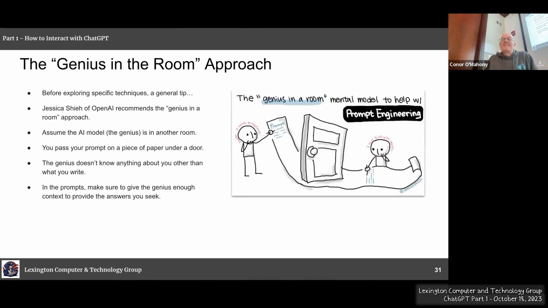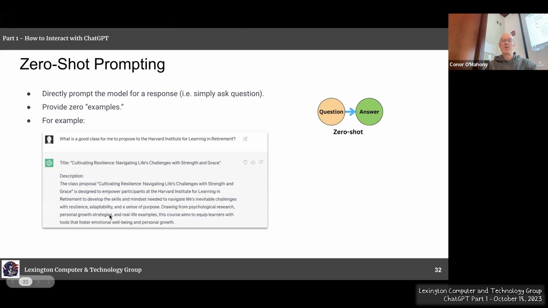So this is a bit of a statement of the obvious, but it comes from one of the most prominent people at OpenAI. They basically advocate for a genius in the room approach. There's a genius in a room. You're on the other side of a door. They don't know you. They don't know anything about you. They've got no context for you. Imagine you're giving them your request on a piece of paper under the door. Make sure to give them enough context. That's essentially all that this approach says. That's one aspect of prompt engineering: just be smart about making sure that you're giving all the context that you need in order to get good output. But there's a lot more to it than that.